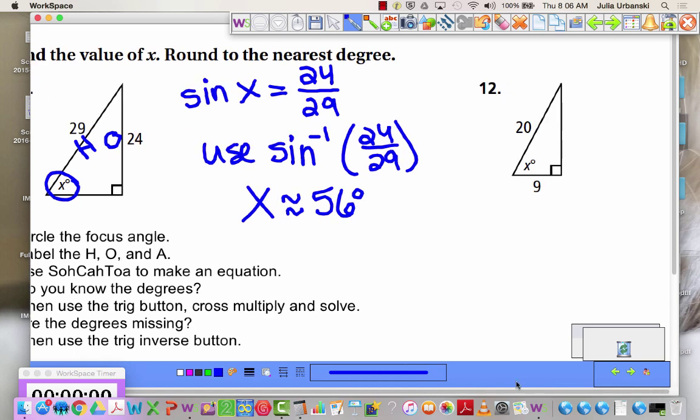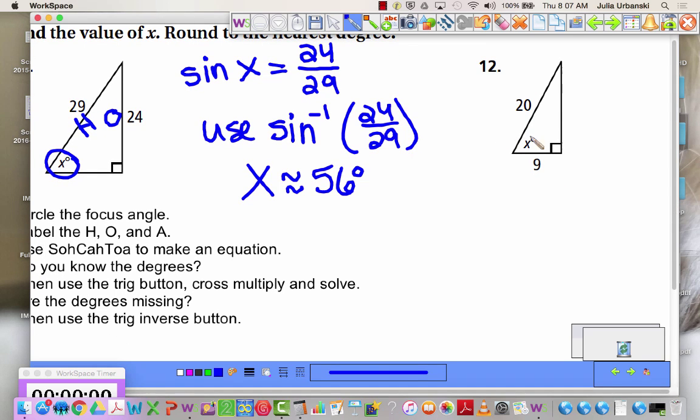So number 12. What's the focus angle? X. Good. So in this case, focus angle is X. What does the 9 represent? Adjacent. Good. It's right next to it. It's touching it. That's adjacent. What does the 20 represent? Hypotenuse. A and H make what word? Cosine. A and H right here go together with the C. Cosine. So that means you say cosine of what?